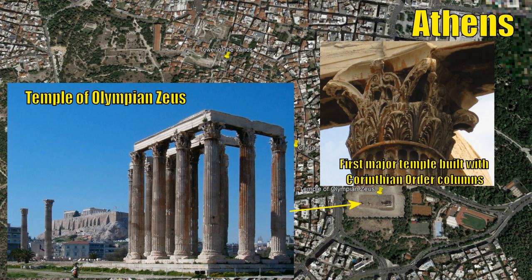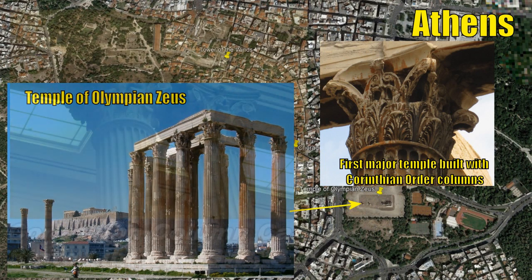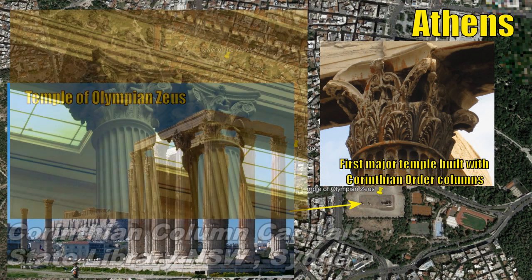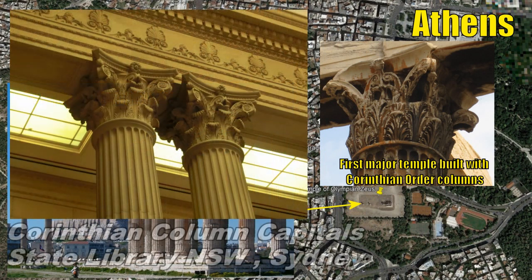So apart from the sheer scale of the building, one of the most important features of the Temple of Olympian Zeus, completed during the reign of the Roman Emperor Hadrian and begun in the 6th century BC, was that it was the first major temple to be built with Corinthian order columns.